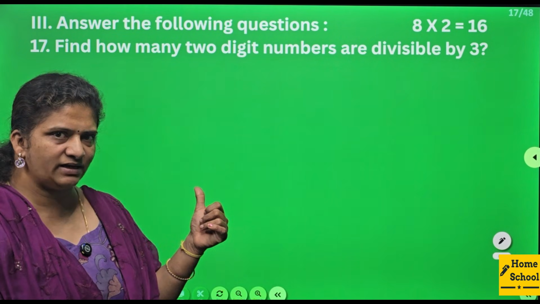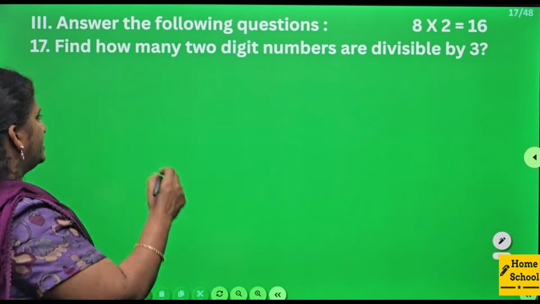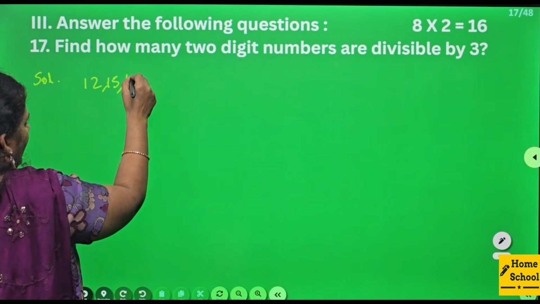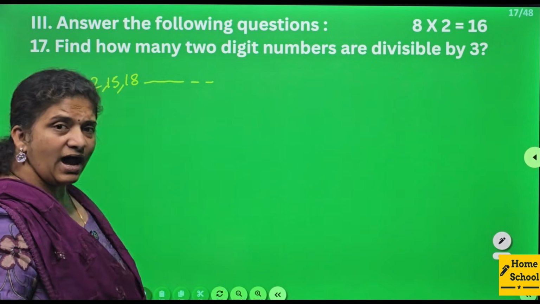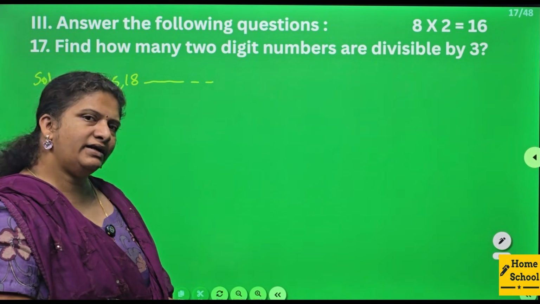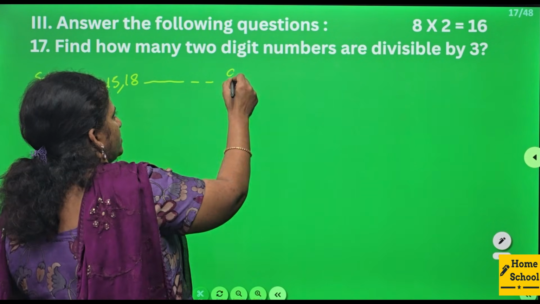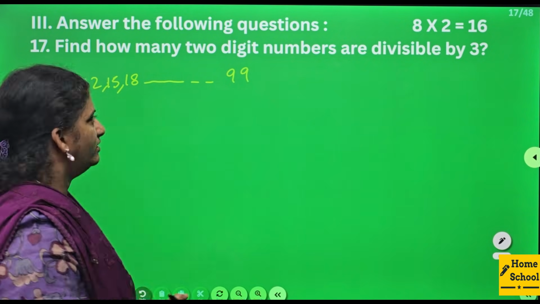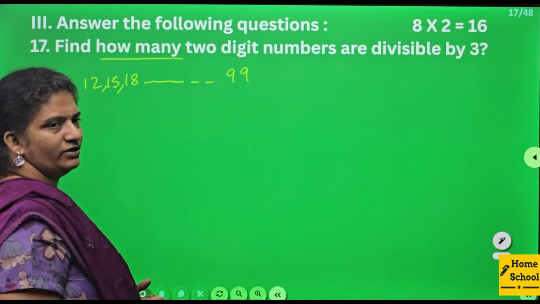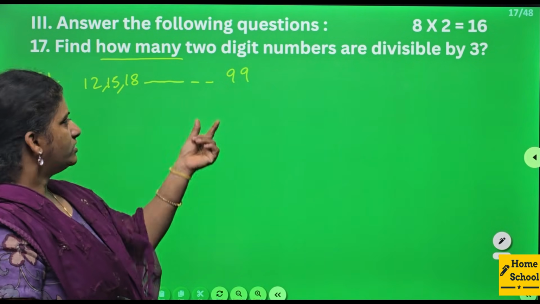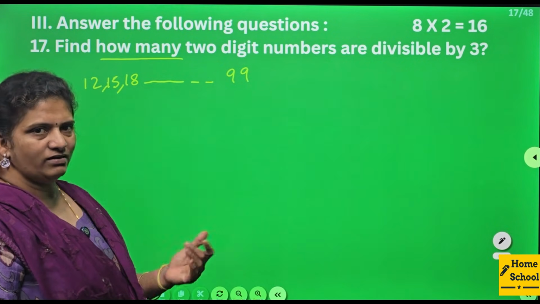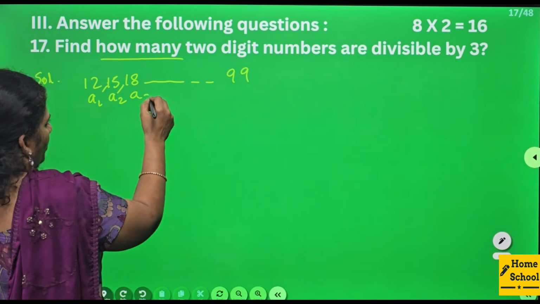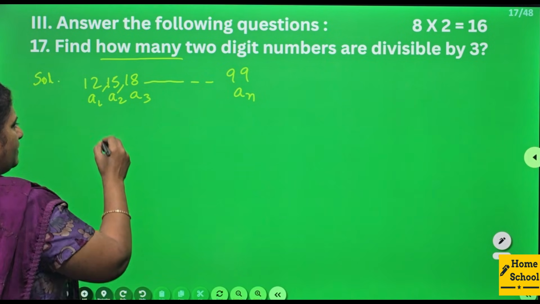So 10 is not divisible by 3. 11 no. 12 yes. So let us start writing the progression: 12, 15, 18, so on. What is your last 2-digit number? 99. Is 99 divisible by 3? Yes. If you are able to find which term this number is, that is your answer. Your question: how many 2-digit numbers are divisible by 3? So 99 is which term, if you are able to find, that is your answer. So let us start writing term numbering A1, A2, A3 and this is AN.